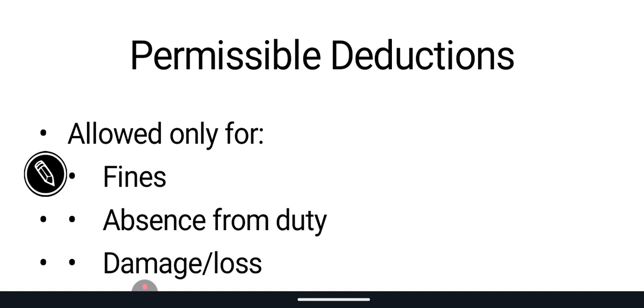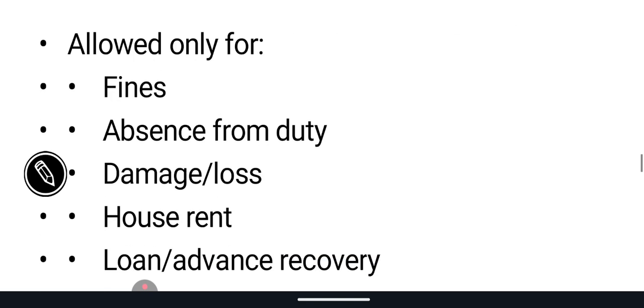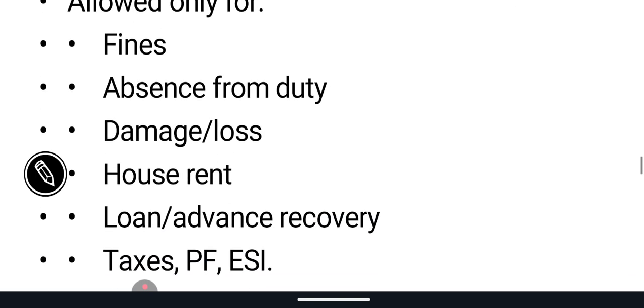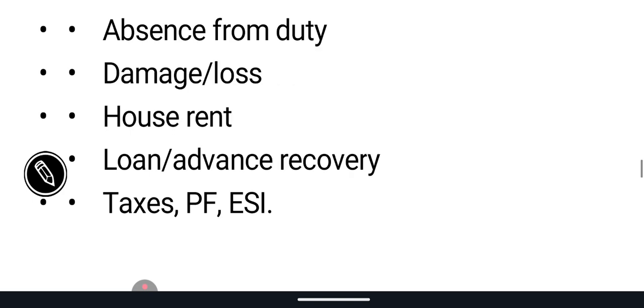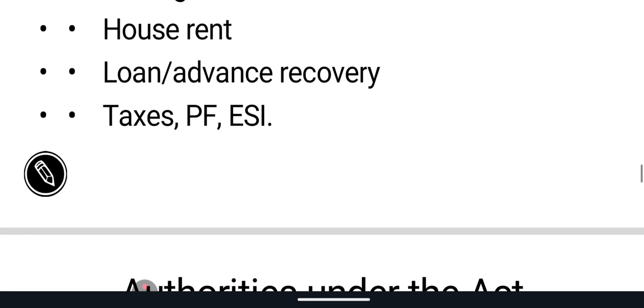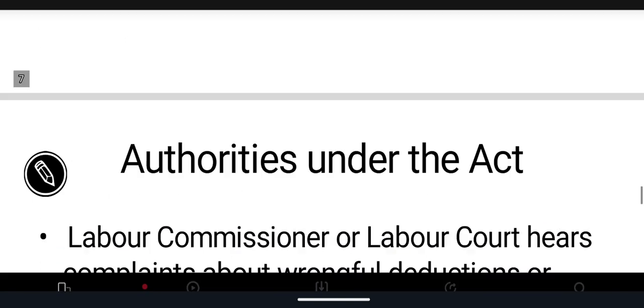Permissible deductions. What are the allowed or permissible deductions that you can make while paying the salary or wages to an individual? Fines, you can do it. Absence from duty, you can do it. Damage or loss to your factory, you can do it. House rent, you can do it. Loan advance recovery: if some worker or employee took a loan from the factory, you can deduct that amount. And taxes, PF and ESI. All right, so hope you really understand this. These are the points that are similar for other employees as well.